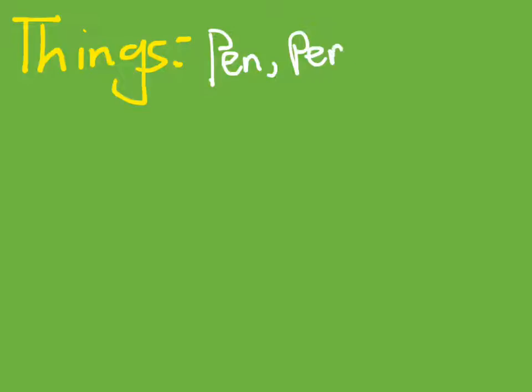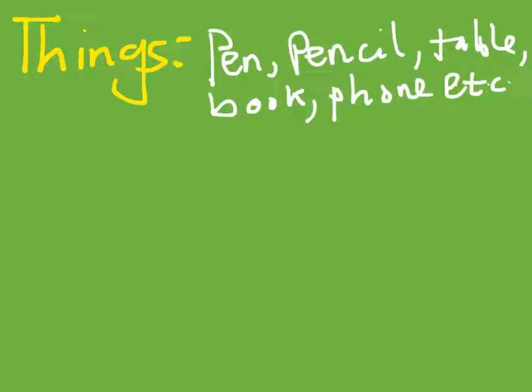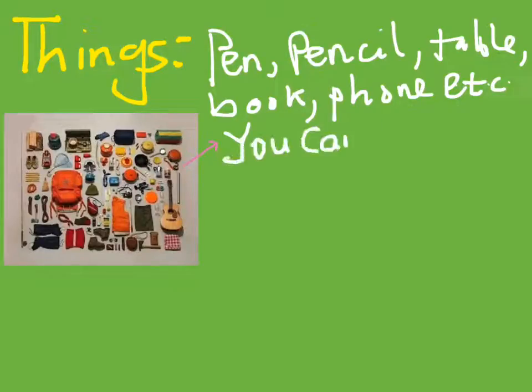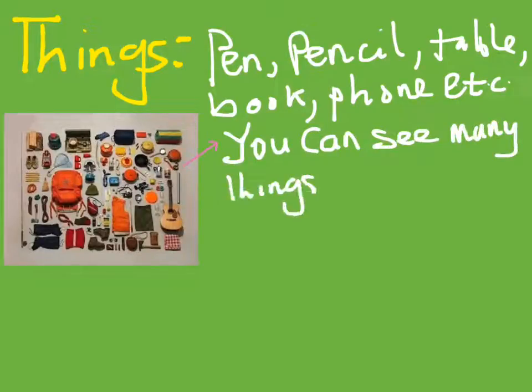We also have nouns that name things such as pen, pencil, table, book, phone, etc. All of them are names of things, and so these words, pen, pencil, table, book, phone, etc. are all nouns. You see, it means that everything you see around you that has a name is called a noun. So a noun is the name of a thing, the name of a place, the name of a person, and of course, the name of an idea. You can use it to call something.